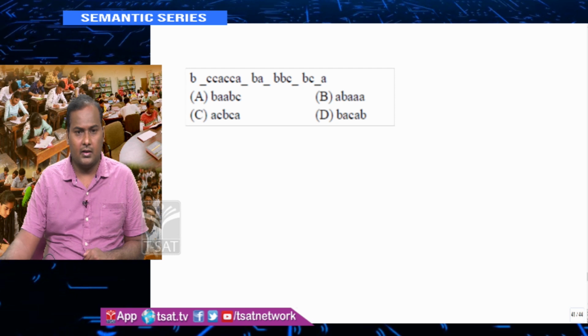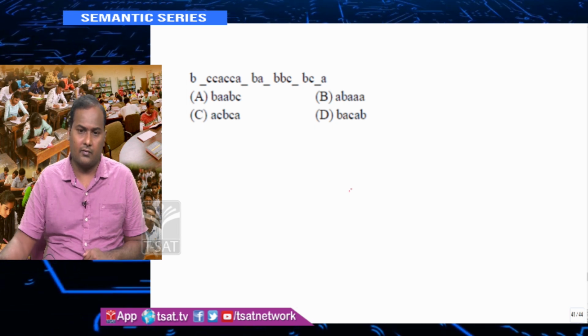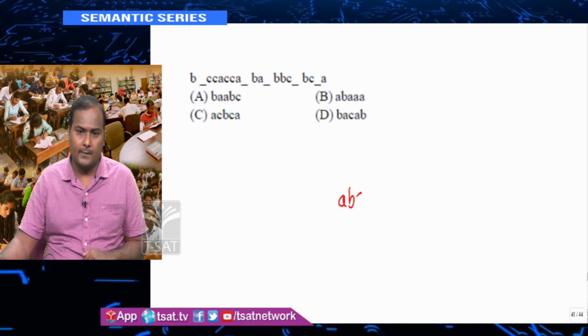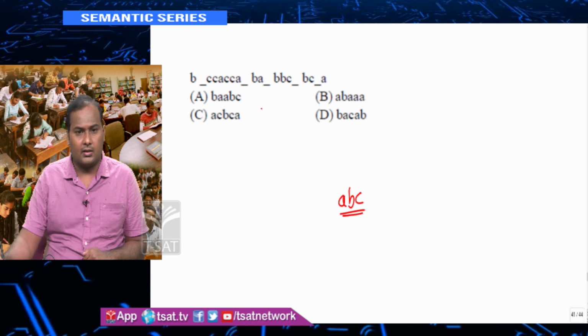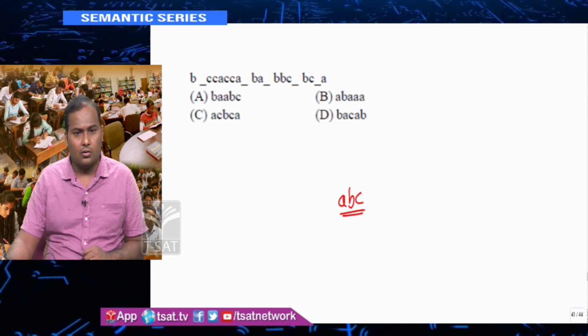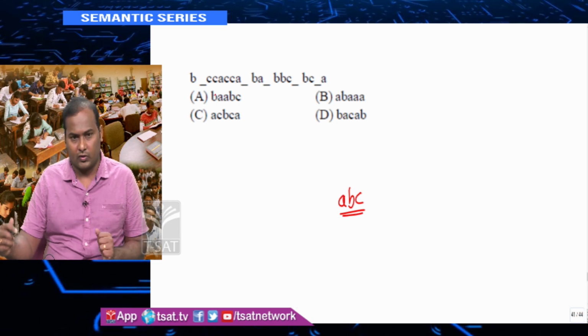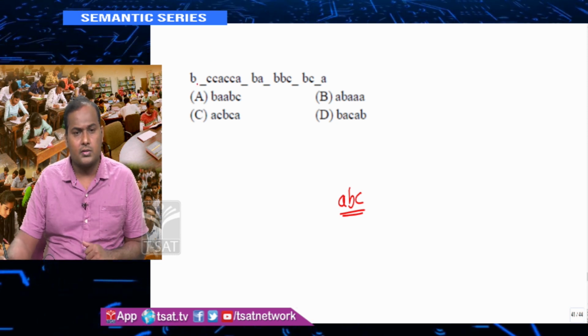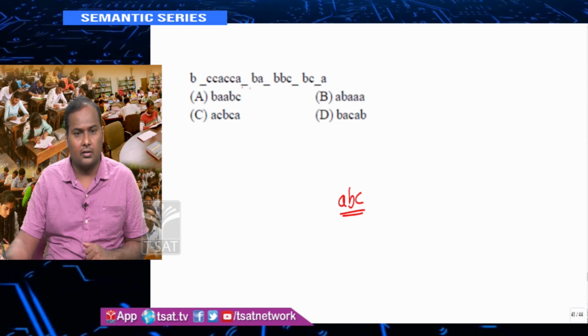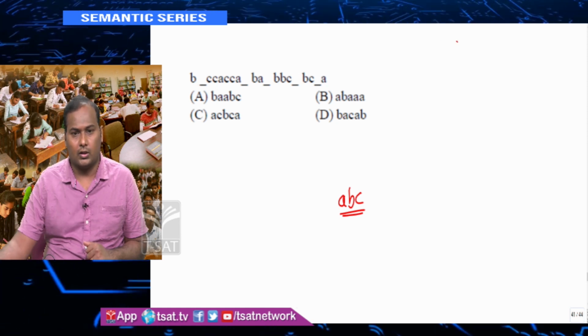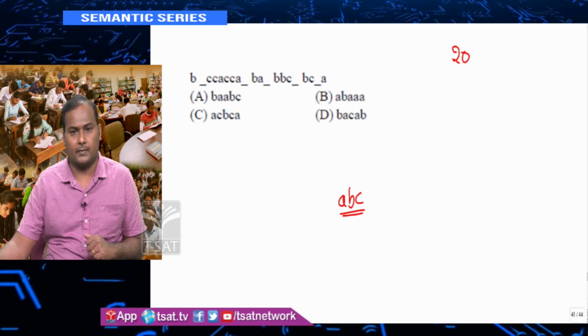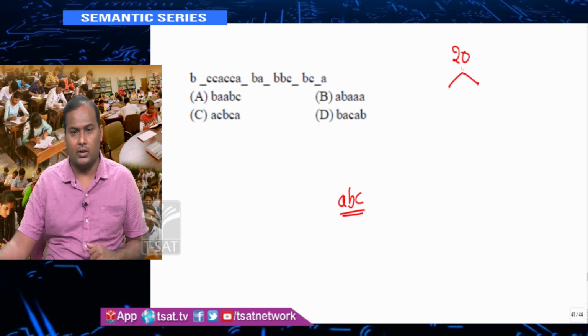But generally, I said that if you see the letters here, there are three types of letters, that is A, B, and C. So when there are three types of letters, I will try to divide and check for the common part. Now see here, how many letters are there in total? Count it. Total 20 letters are there. So how can I divide these 20 letters?